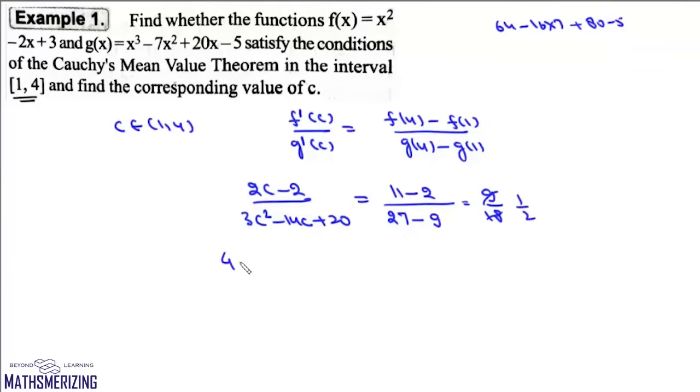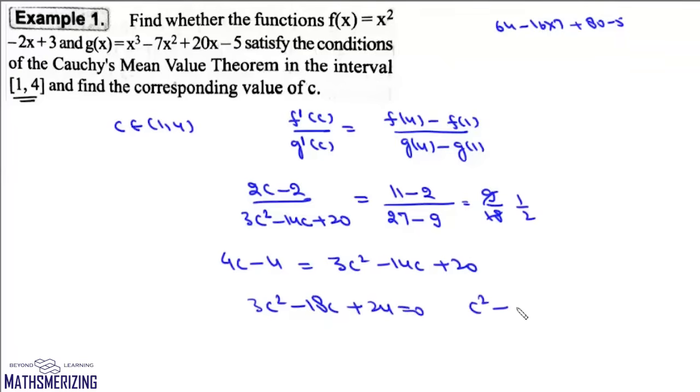So we'll get 4c minus 4, and it will be equal to 3c square minus 14c plus 20, or 3c square minus 18c plus 24 equals 0, which is c square minus 6c plus 8 equals 0. So the value of c is either 2 or 4. Now c lies in the interval 1 to 4, so the corresponding value of c in this case is 2, and these two functions satisfy the condition for Cauchy's mean value theorem.